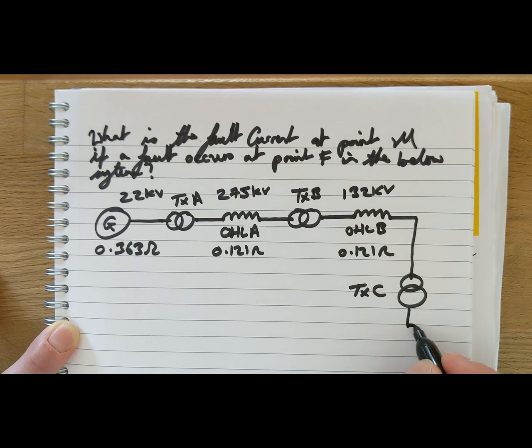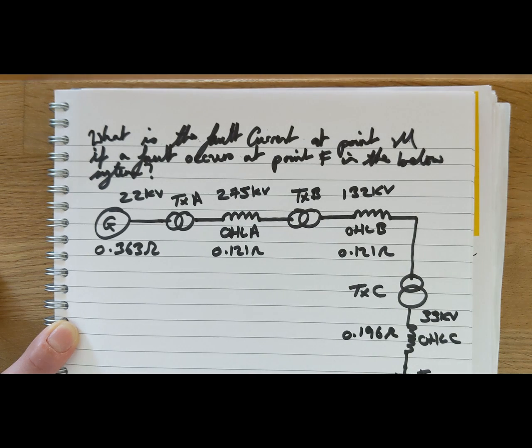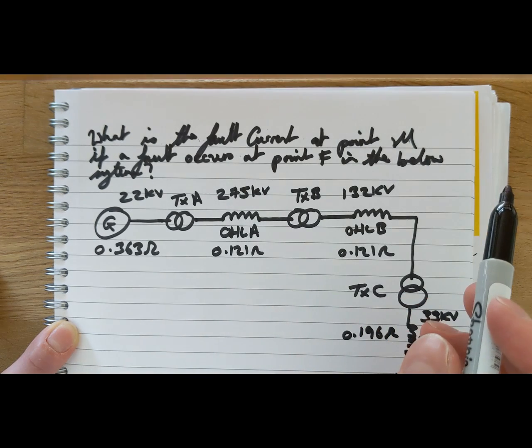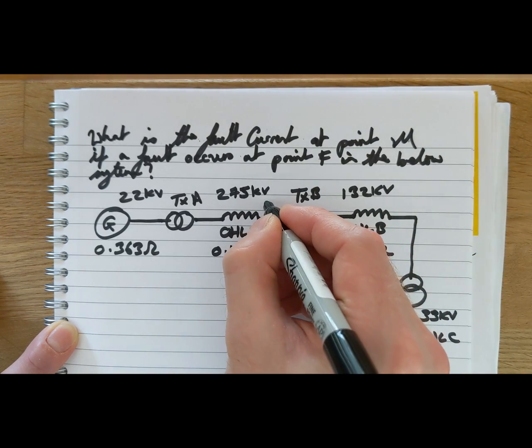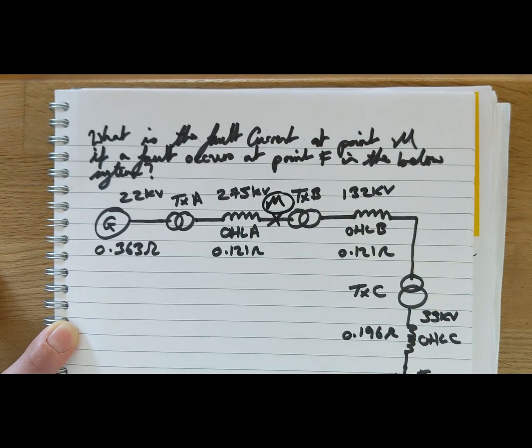And again there'll be a final overhead line to point F, where there is a fault in the system. And this is 33 kV. This is overhead line C, and we'll give this one a slightly different impedance. We'll give it 0.196 ohms. So, and we forgot to define point M, and we'll call that point there point M.